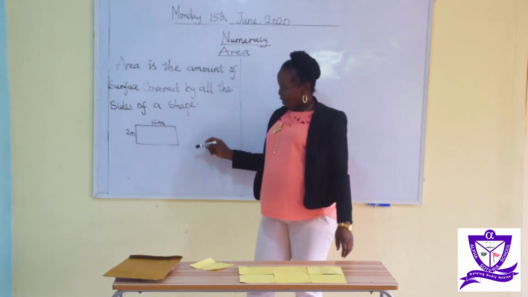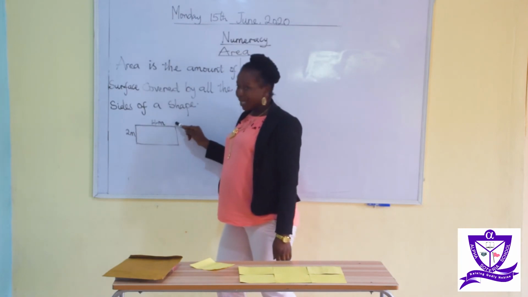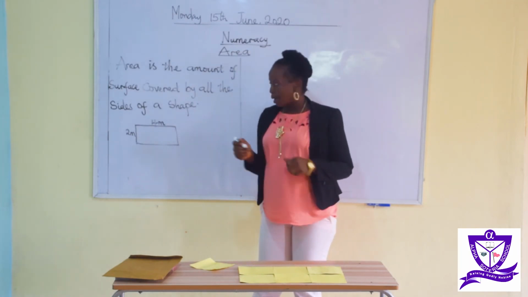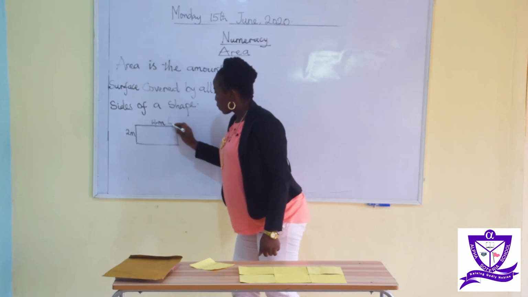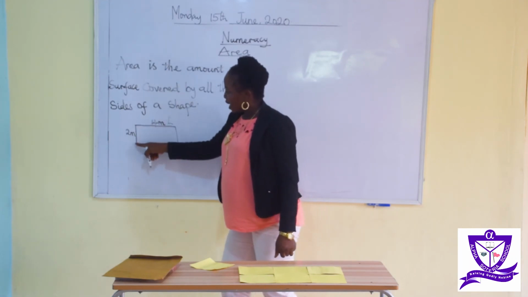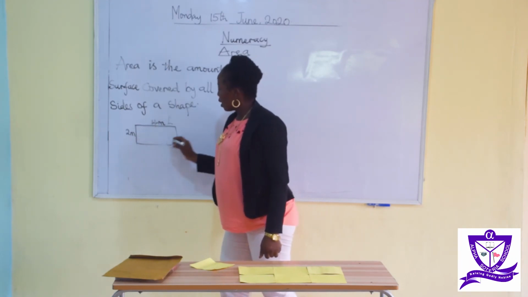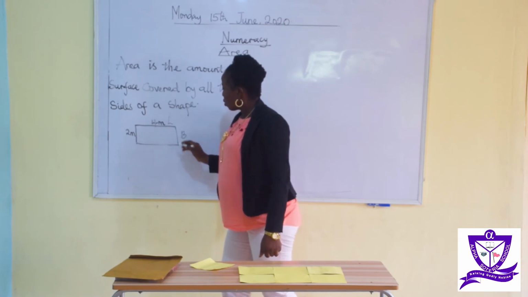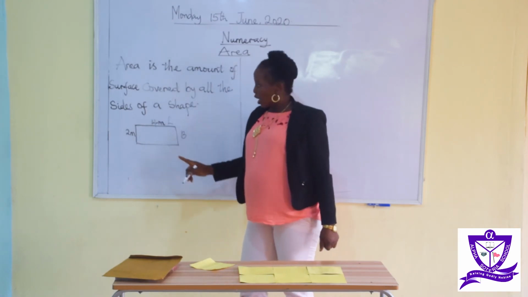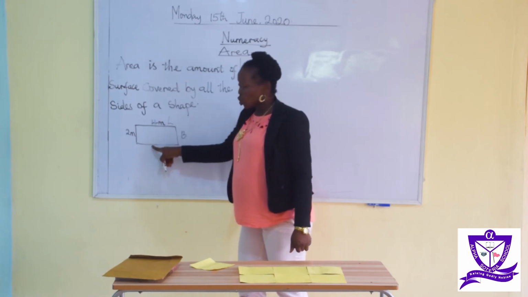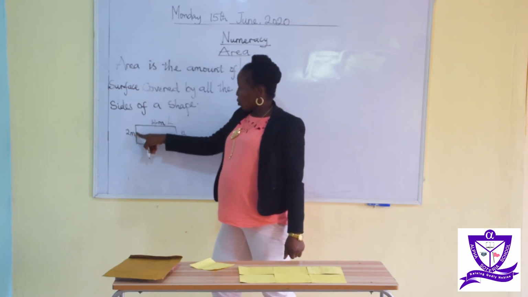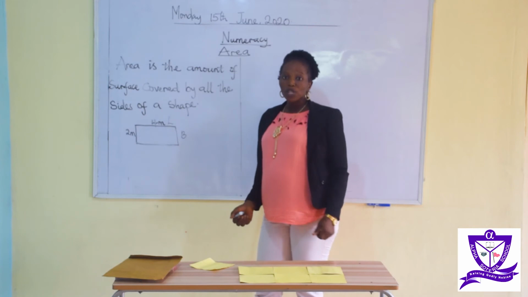Okay, I have here the length. Don't forget, the longer side is usually the length. Okay? And the shorter side is usually the what? The breadth. Don't forget, the opposite sides are equal. So if this is 4, this will be 4. This is 2. What will this side be? It will also be 2.